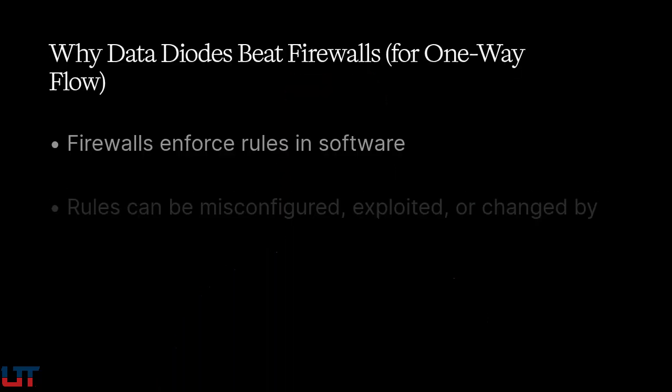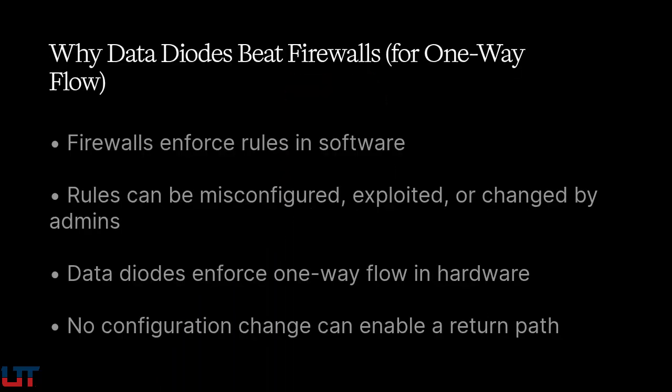How is this different from a firewall? Well, a firewall enforces rules in software. A well-configured firewall blocks traffic effectively, but the rules are software. They can be misconfigured. They can be exploited through vulnerabilities in the firewall OS, and they can be changed by someone with administrative access.